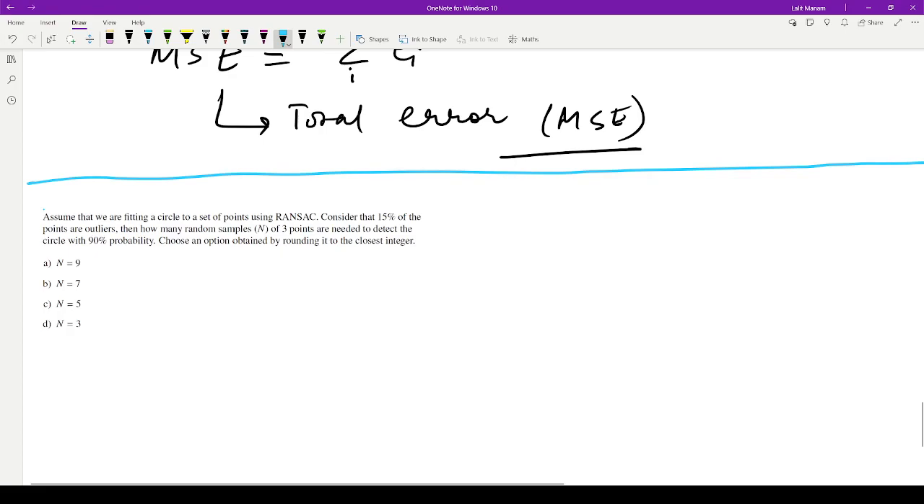So assume that we are fitting a circle. How many minimum number of points do you need to fit a circle? What is the minimum number of points required to fit a circle? 2. Are you sure? No, no. Minimum number of points to fit a circle.